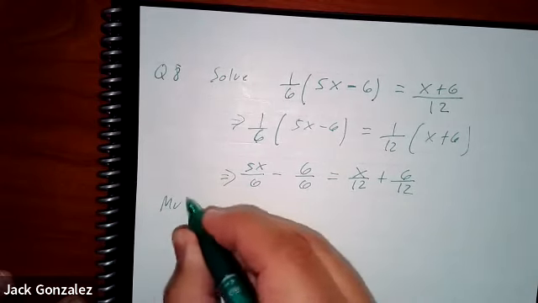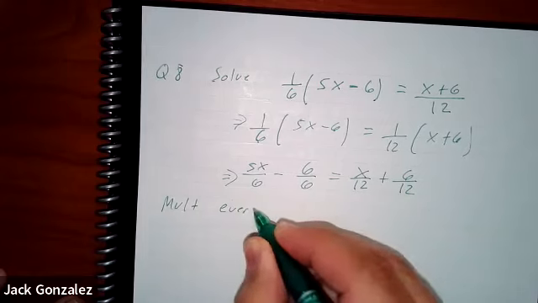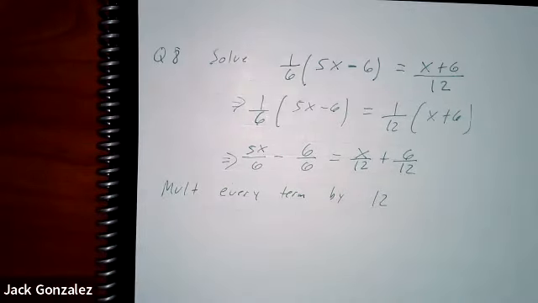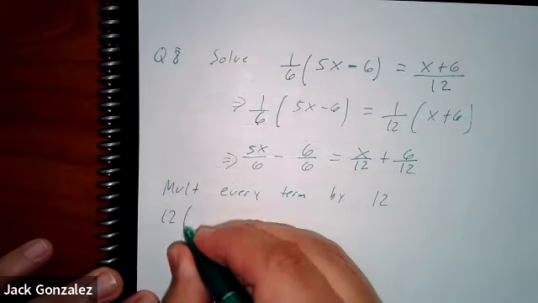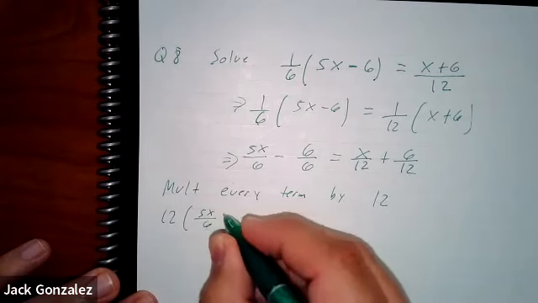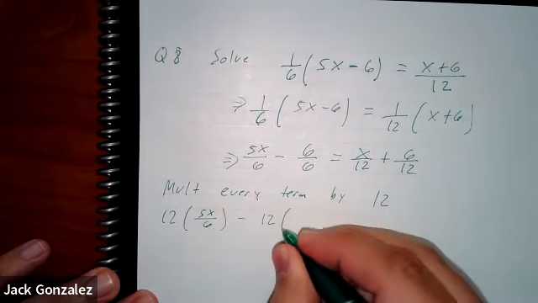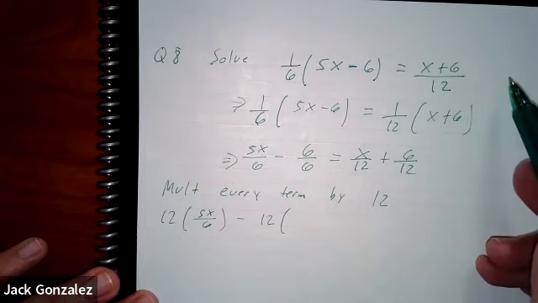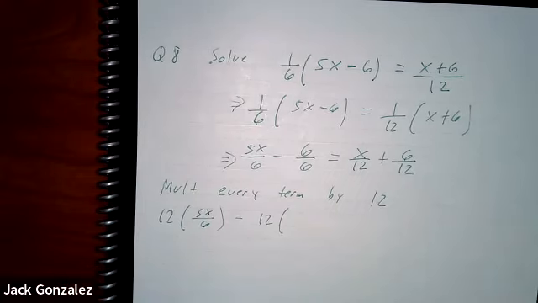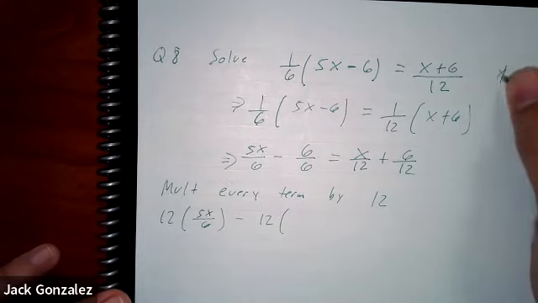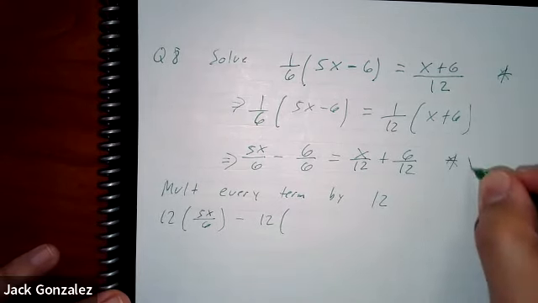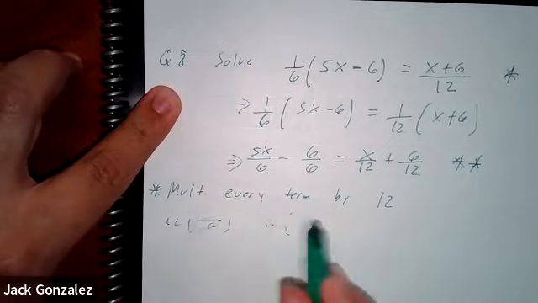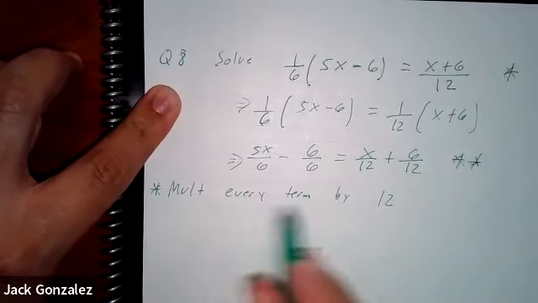So multiply every term by 12. So 12 times the first one. 12 times the next one. Can we do the top one first? Okay. Let's call this one star and double star. We'll do star first. Just for the OCD people. Whoever you are.